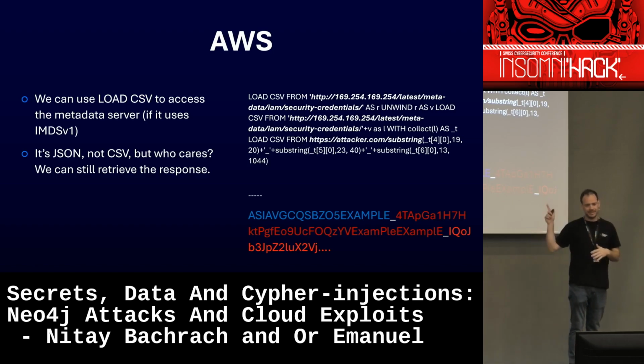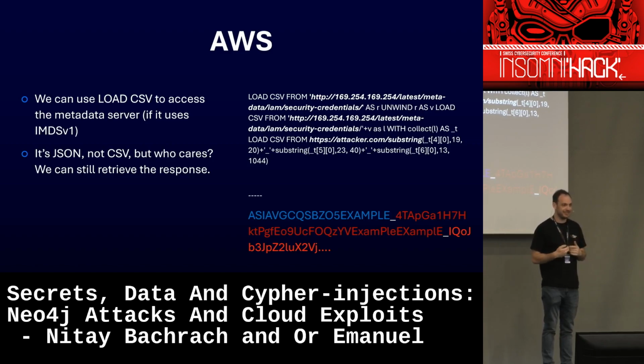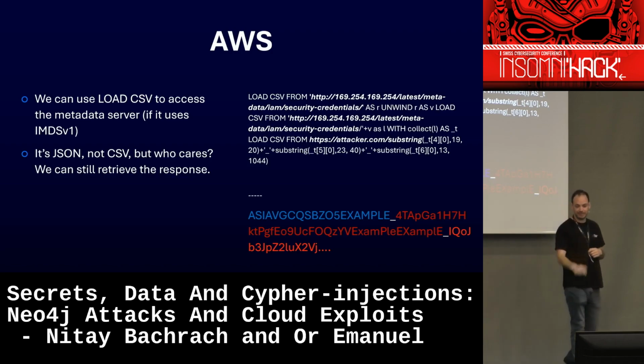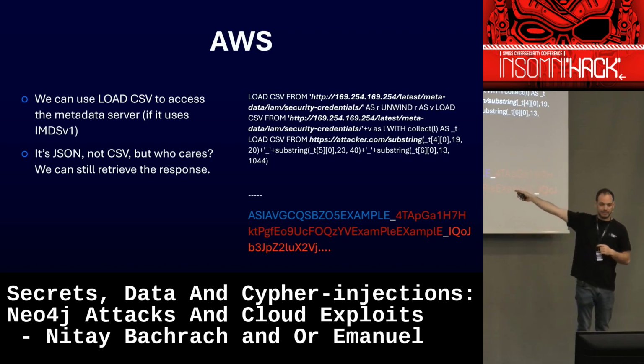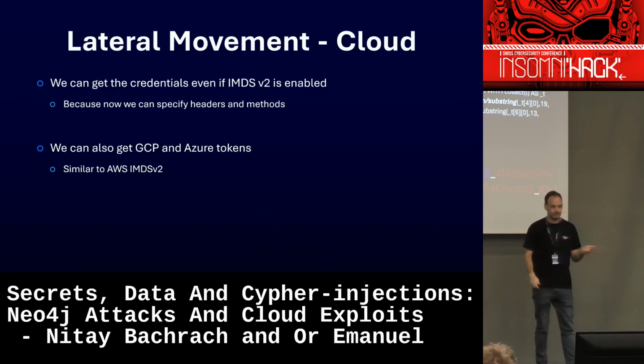There is a substring here with some numbers. Those are just the offsets of where the data is stored. That is because it returns a JSON, not a CSV. But as attackers, we don't really care. A developer wants everything to be parsed. Attackers just want to get the data. So if we ran it, we would get the token, the secret, and of course, the first one, the access key. And with this, we can access Neo4j, we can access AWS.